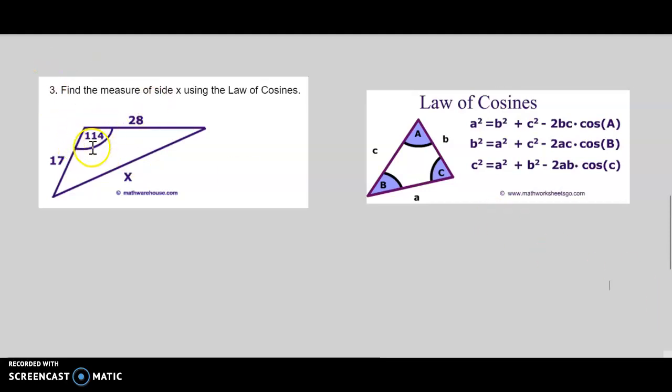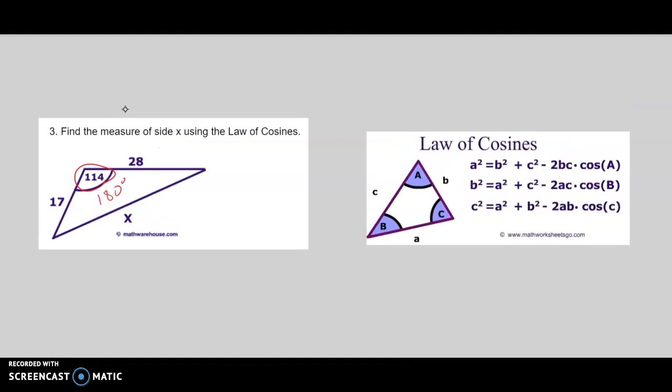So since I have an angle of 114 right here, and I know that all of my angles in this triangle have to add up to 180 total, there's no way that I can get a right angle, a 90-degree angle, and still have these add up to 180. 114 plus 90 would give me 204, I think. So that's going to be greater than 180. So there's no way I could get a right triangle out of this. That means I'm either going to use the law of cosines or the law of sines. And in this case, they told me to use the law of cosines, which is helpful.